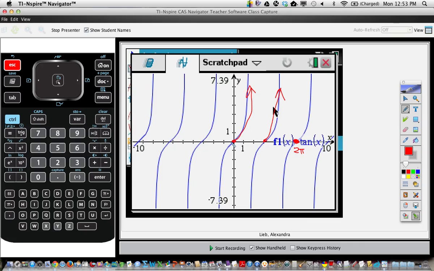Okay? So it's concave up from 0 to pi halves, and it's concave up from pi to 3 pi halves. That's where it would be concave up.